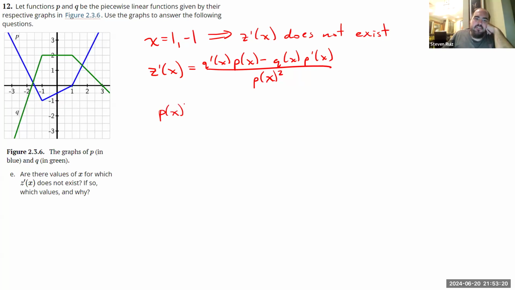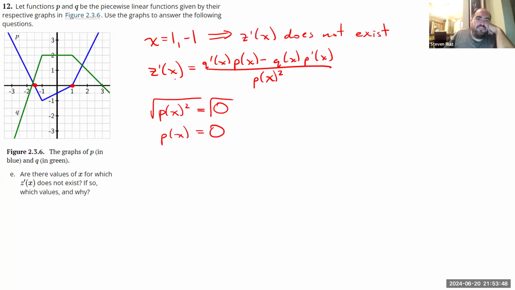So let's look at that specifically. Where is p of x going to be equal to 0? Where is p of x squared going to be equal to 0? Well, those are going to be the places where p of x is equal to 0. So that is the blue function. Where is that going to cross the x-axis? Looks like it's going to cross once here and once here.